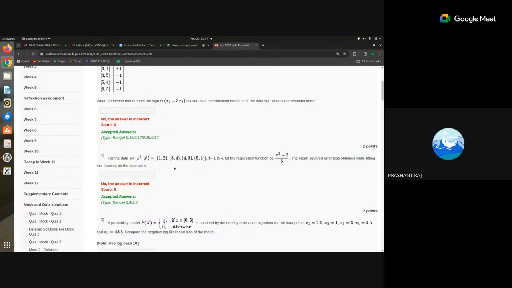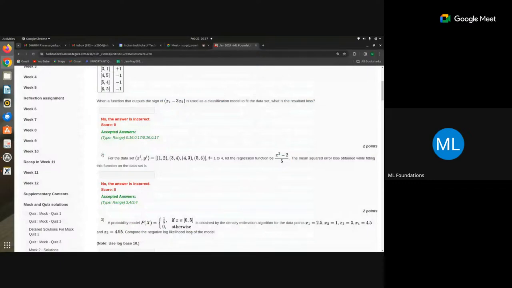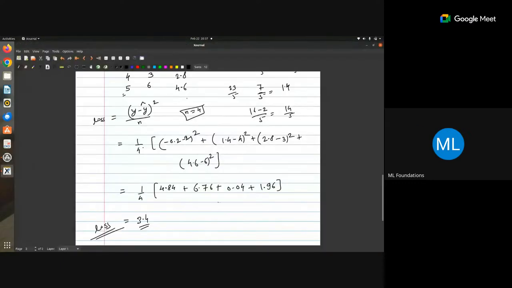Fine. In a regression problem, we always calculate the loss by mean squared error only. So here in our syllabus, it is like this. So 3.4, you did. You approximated? I didn't do the calculation, right? Okay, so you do the calculation and write it down. I think it is 3.4.